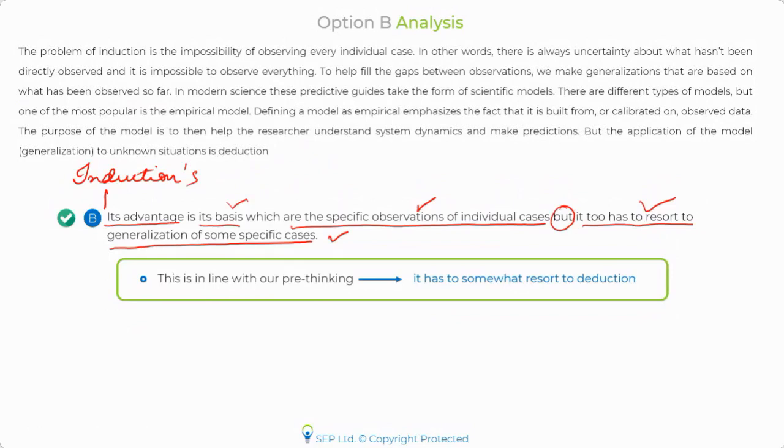It's telling me, okay, there are some advantages, but this is the disadvantage. The disadvantage is it cannot observe all cases. It still has to resort to generalizations for some cases. So I'll hold on to B, but B is the correct answer. So 40% of you got it, 41% of you got it right as compared to the previous question, guys. And I would like to think that this is because of involved and evolved reading. Only you can tell me whether it is or not.